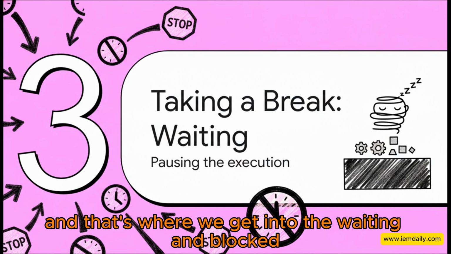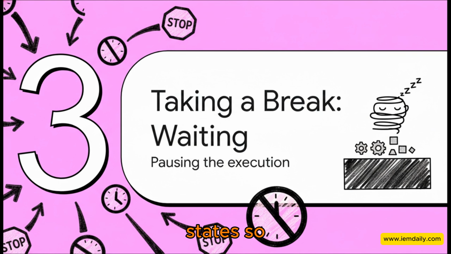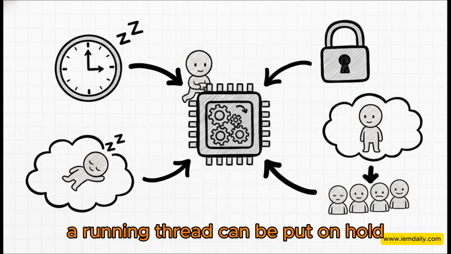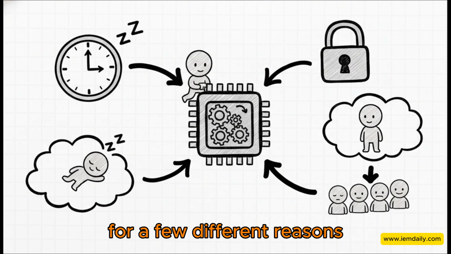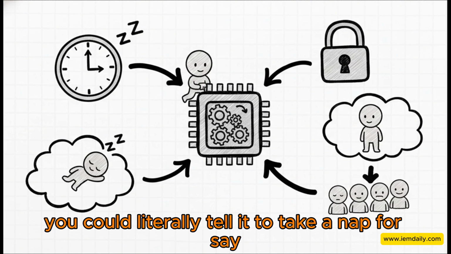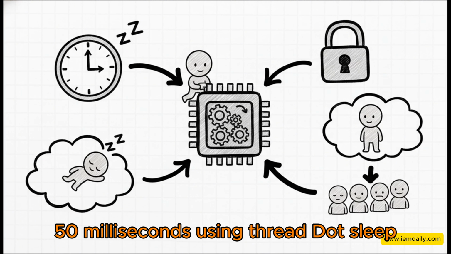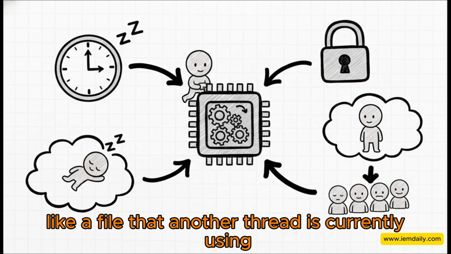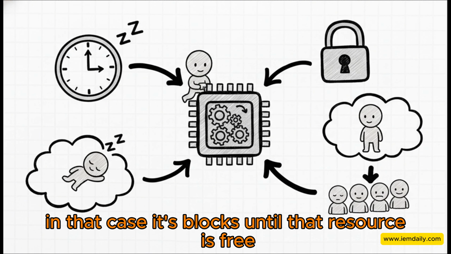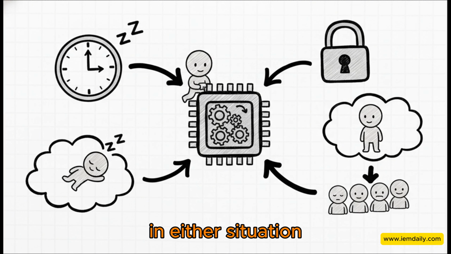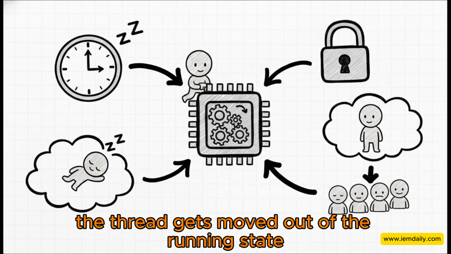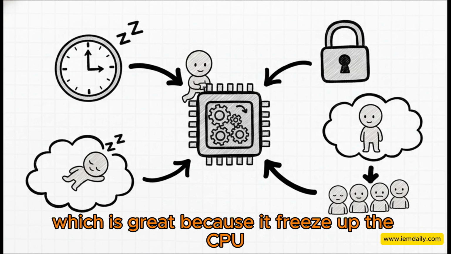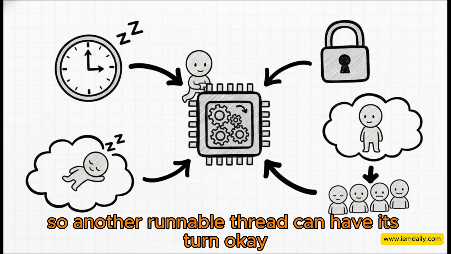And that's where we get into the waiting and blocked states. So a running thread can be put on hold for a few different reasons. You could literally tell it to take a nap for, say, 50 milliseconds using thread.sleep. Or maybe the thread needs a resource, like a file that another thread is currently using. In that case, it blocks until that resource is free. In either situation, the thread gets moved out of the running state, which is great because it frees up the CPU so another runnable thread can have its turn.